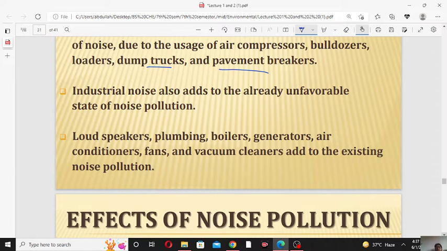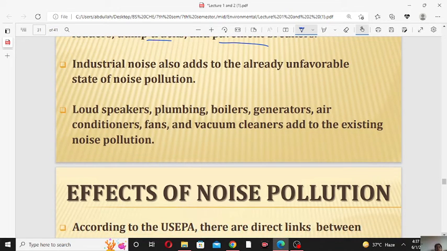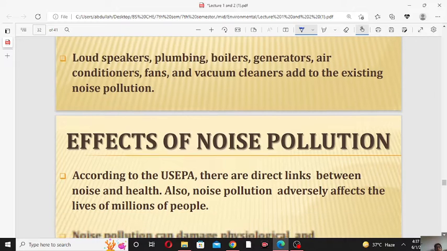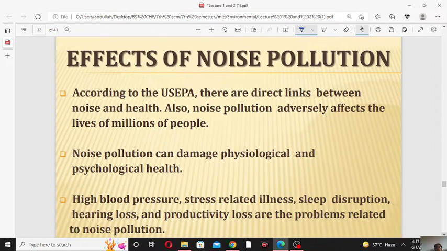Industry produces a large amount of sound. Loudspeakers, plumbing, boilers, generators, air conditioners, fans, and vacuum cleaners also add to existing noise pollution. They produce a large amount of sound, and they create noise pollution.